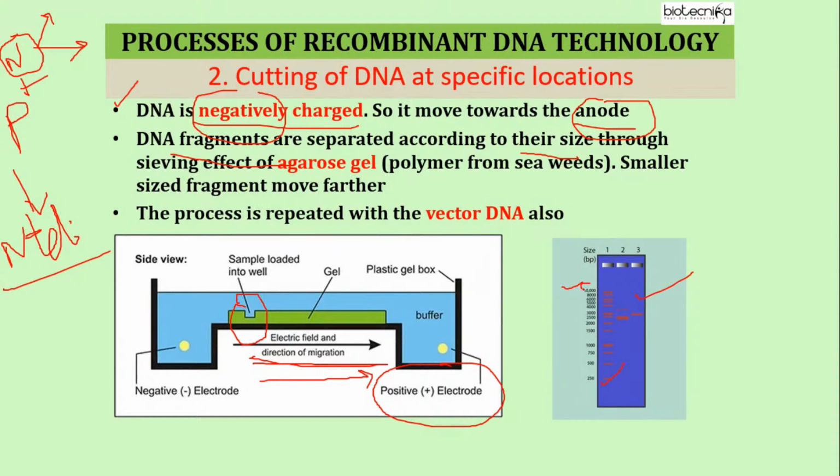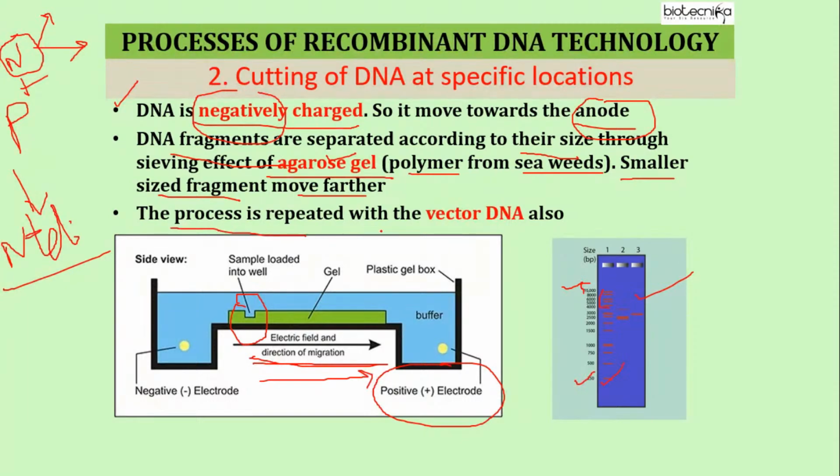You can see here it is 10,000 and it is 250, according to size, through the sieving effect of agarose gel. Why sieving effect? Because agarose gel has pores in it. That is why the larger fragment is retained here, caught in the sieve of agarose gel. Again, a star mark question: from where is agarose isolated? This is a polymer. We get it from seaweeds or microalgae. So this gel comes from algae. I've already mentioned, the smaller the fragment, the farther it will move.